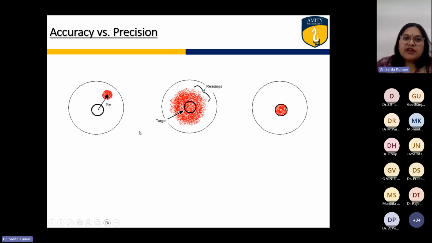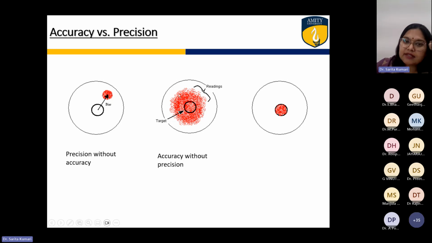Then we have accuracy versus precision. This is precision without accuracy. This is my target, or you can say my true value, and every time I measure, the measured value is coming in this region only. So I can say my readings are precise, but not accurate. It is giving me repeatability. Repeatedly it is giving me the same result, but it is not close to the true value.